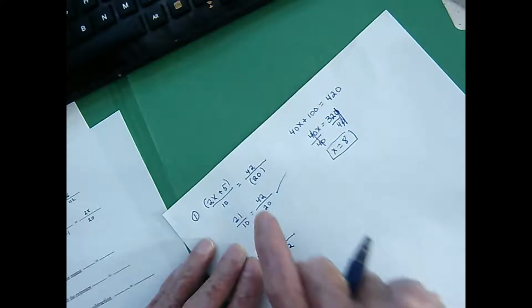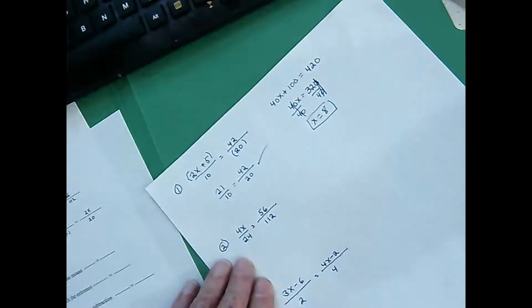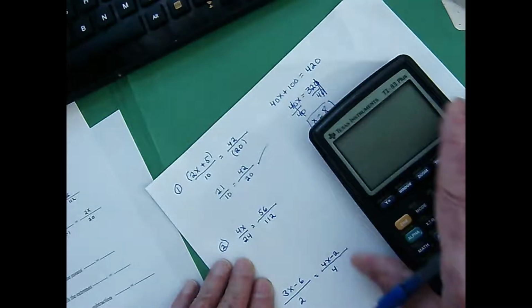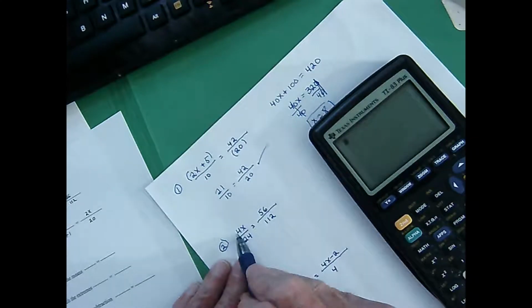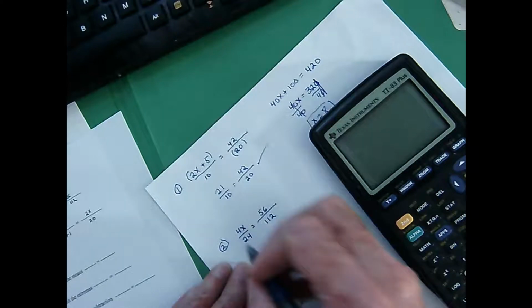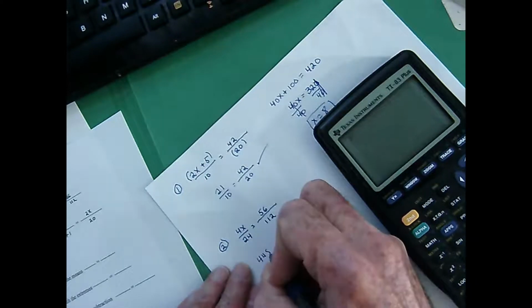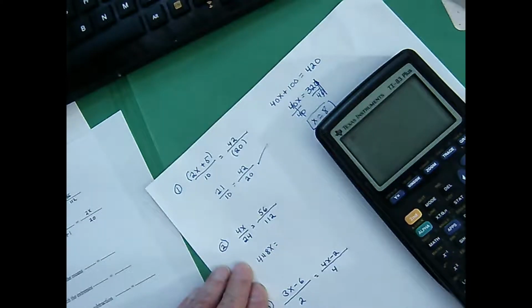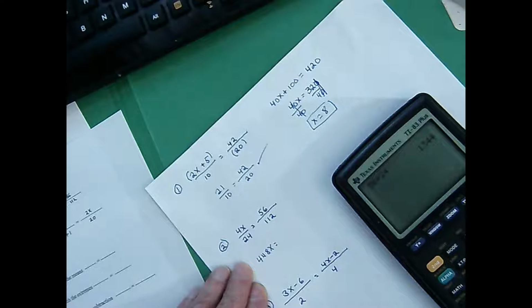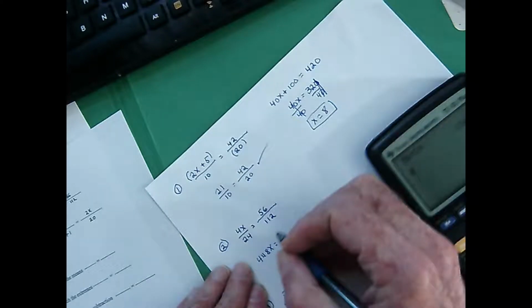Let's play again. This one has some bigger, uglier numbers, but I got a calculator. I think we can clean that up and not be so bad. I can do 4x times 112. That'd be 448x is equal to 56 times 24. And 56, oops, did I get that wrong? Just get that right. 56 times 24 gives me 1344. Yep, 1344.